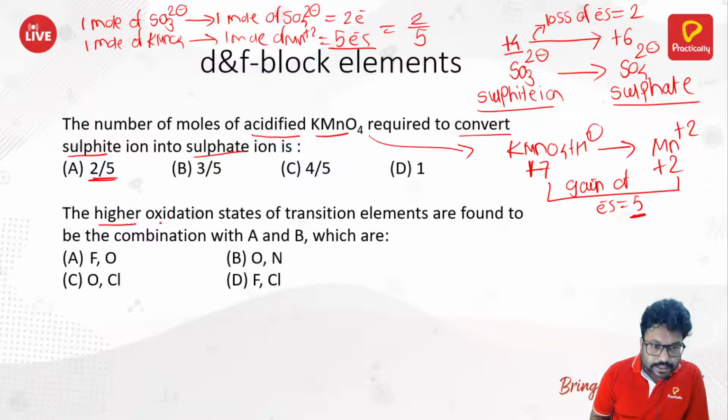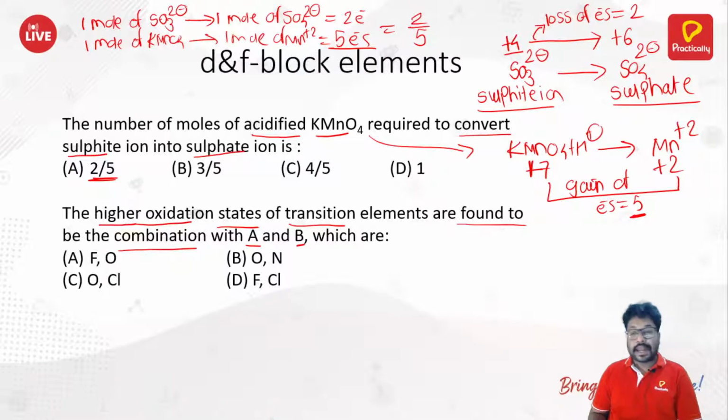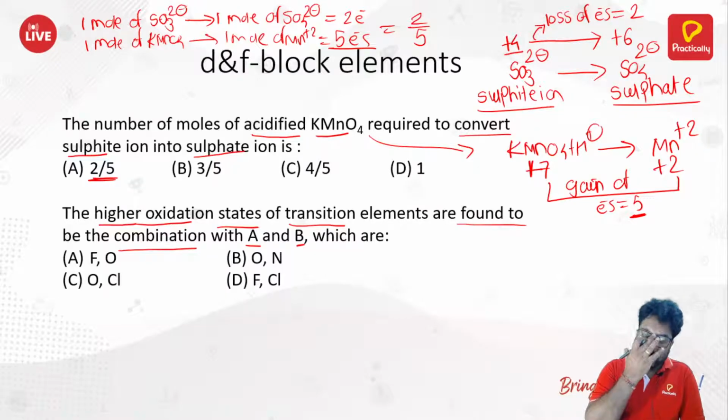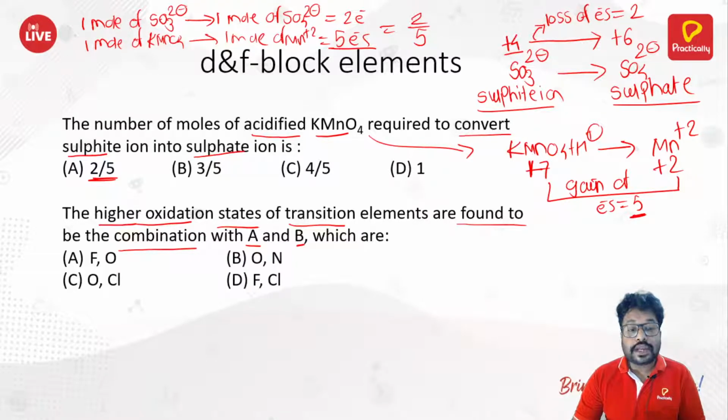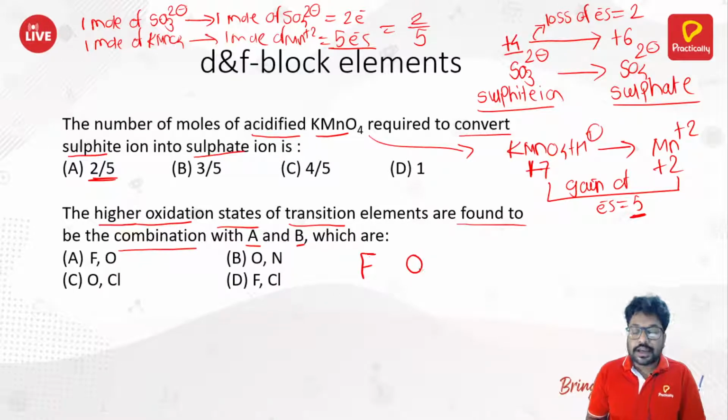The higher oxidation states of transition elements are found in combination with A and B. Let me tell you, the transition element tends to show higher oxidation states with the most electronegative elements in your periodic table. Which are the two most electronegative elements? The first one is fluorine. The second one is oxygen. So with fluorine and with oxygen, an element tends to show very high oxidation states.